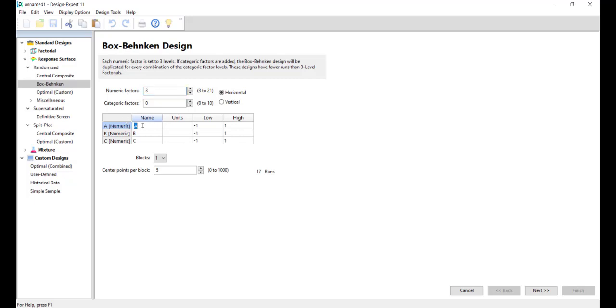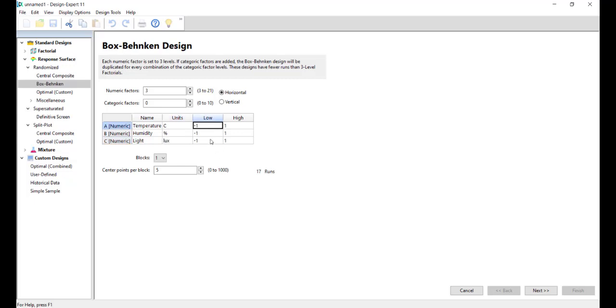And let's enter the name, units, and low and high values for our factors. The first factor was temperature. Its unit is degrees Celsius. The second factor is humidity. Its unit is percent. And the last is light, whose unit is lux.